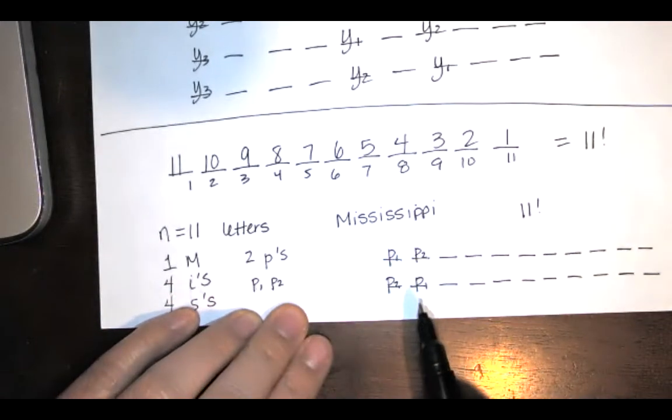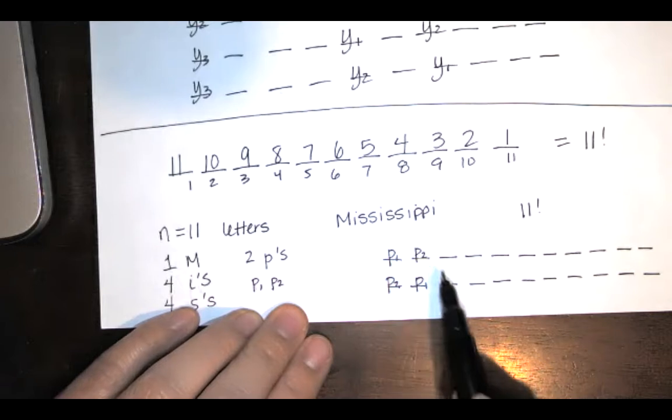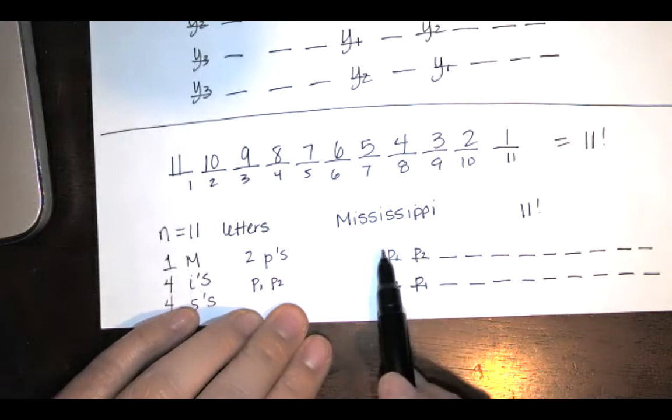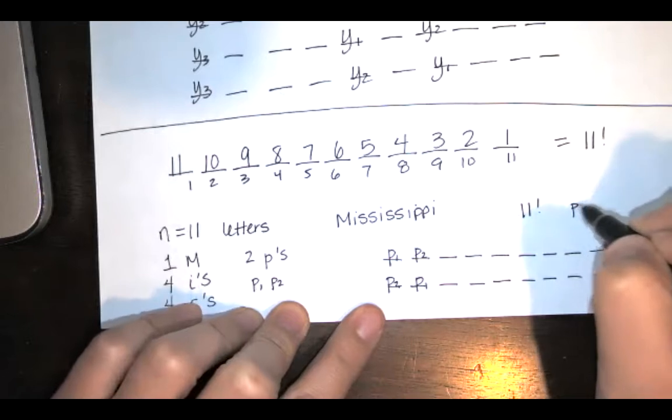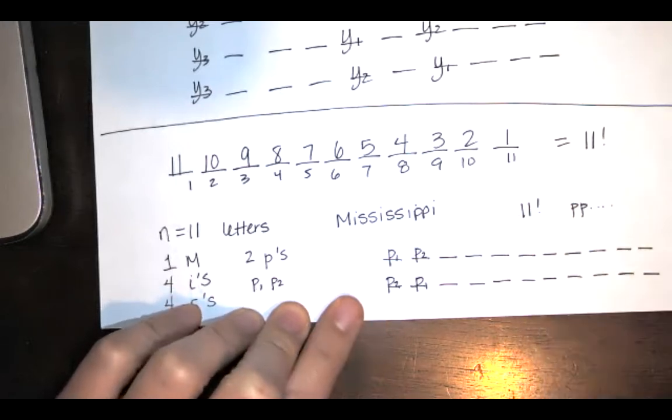But a P is a P. It doesn't matter that we're calling this P sub 1 and this one P sub 2. This arrangement, if I was just looking at the letters that were left over, I'd have P, P, and then something else after that.